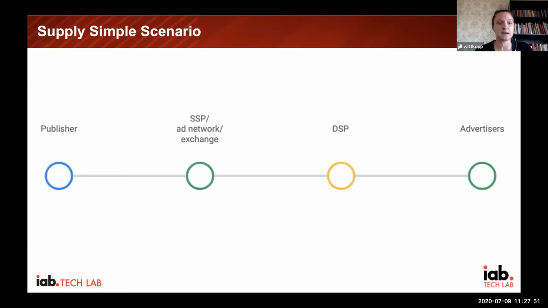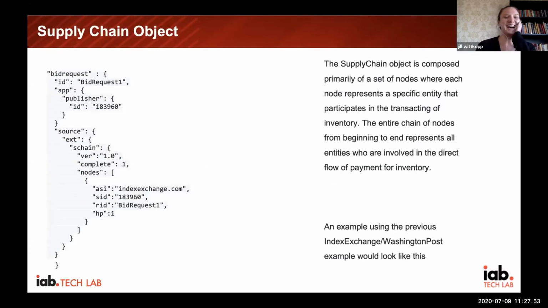And so this is, oh, sorry, one more. I've inserted some information in here. You can see the publisher ID is the one that was referenced between Washington Post and Index Exchange. And then that first node highlighted there is Index Exchange, referencing that they are the first node and the only node in this direct instance selling that inventory.